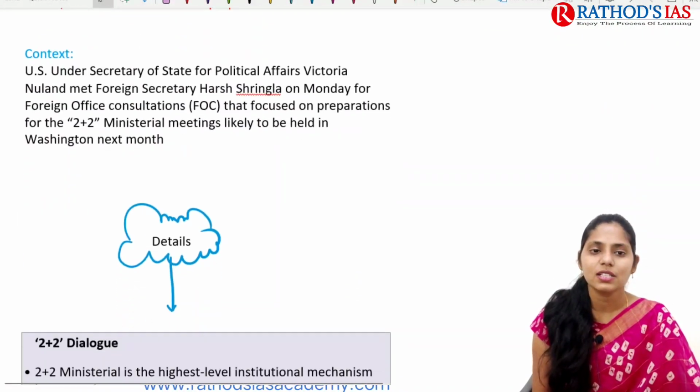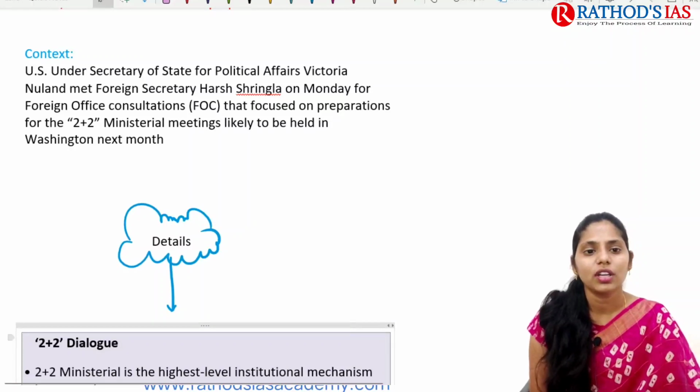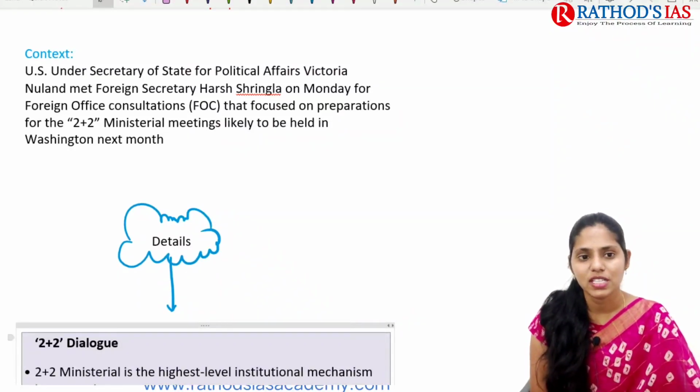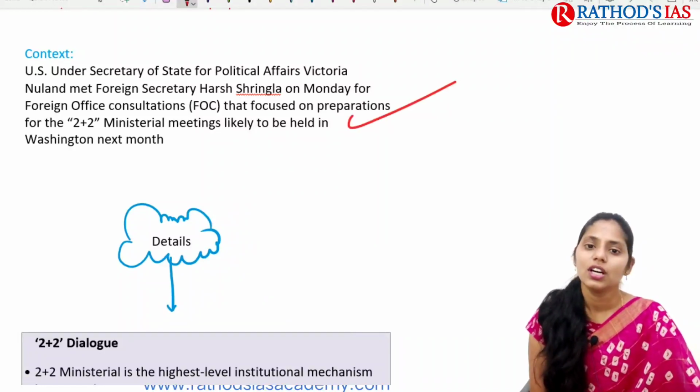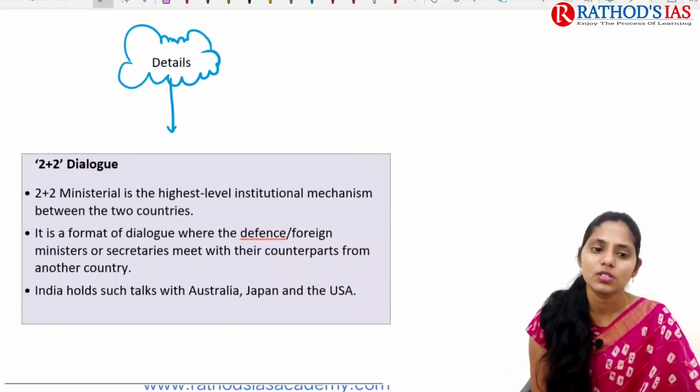So if you see the context, it mainly says that the US Secretary and Foreign Secretary met on Monday, and they are mainly focusing on preparation for this 2+2 ministerial meeting that is going to be held in Washington next month. Here we need to know what this 2+2 dialogue is.